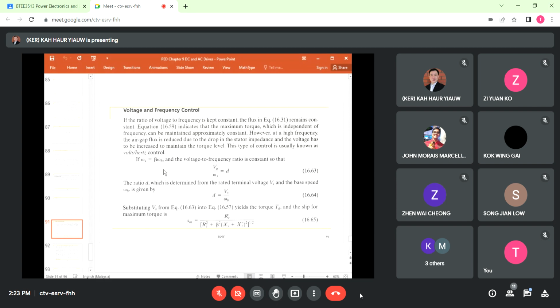If omega s equals beta omega b and the voltage to frequency ratio is constant, so that VA over omega s is equal to D in equation 63. The ratio D is determined from the rated terminal voltage Vs and the base speed omega b, which is given in equation 64. Substituting VA from 63 into equation 57 previously should give the slip Sm equal to equation 65 here.